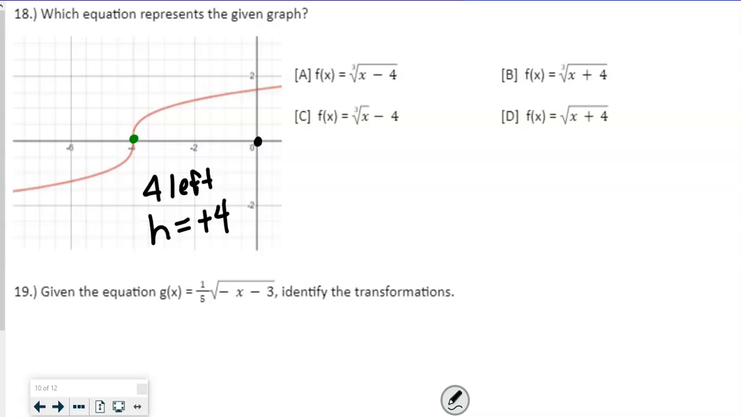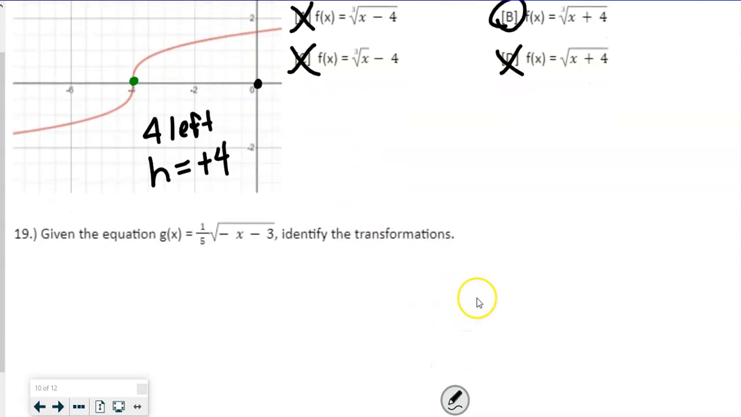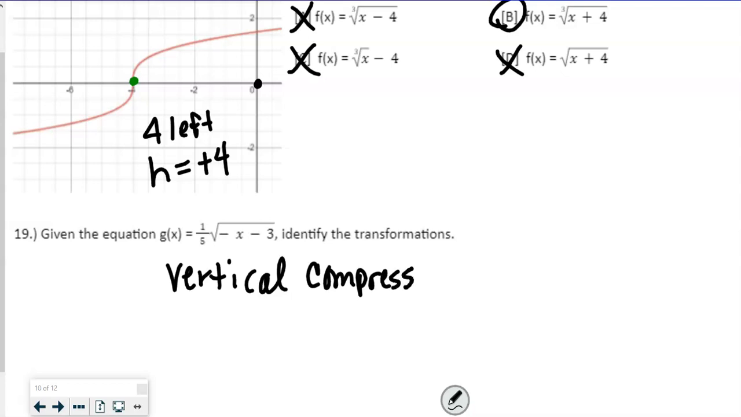So that is a cube root function, because this is a cube root graph. So we know it's not this one, because that's a square root graph. So it has to be this one, right? Because this one is K, C is K, and that's a minus 4, okay? So the next one says, given the equation, identify the transformation. So we got a 1/5 out front, so that's got to be a vertical what? Vertical stretch, or no, compression, right? Vertical compression, or we could also call it a shrink, right?